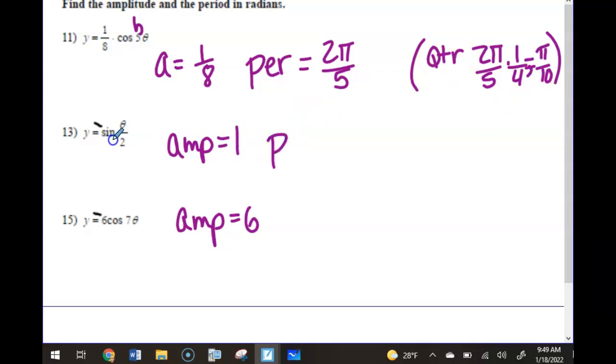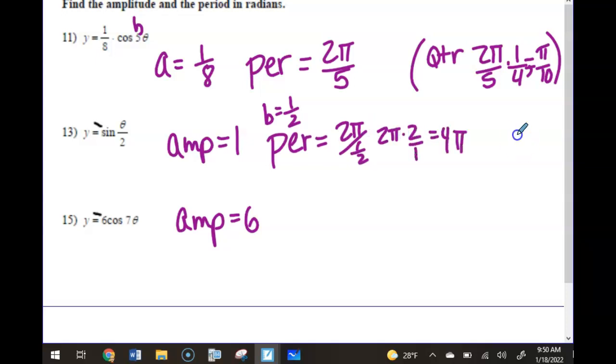What's the B value on 13, guys? 1/2. Is everybody okay that there's a 1/2 there? So then the period would be 2 pi divided by 1/2, or 2 pi times 2 over 1, which is 4 pi. So what would the quarter points be? If you take 4 pi divided by 4, you'd just be counting by pi's. 1 pi, 2 pi, 3 pi, 4 pi.